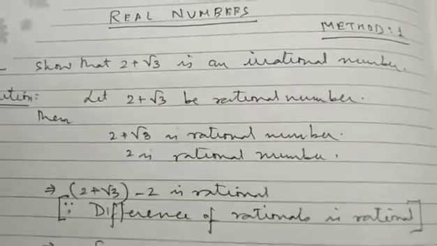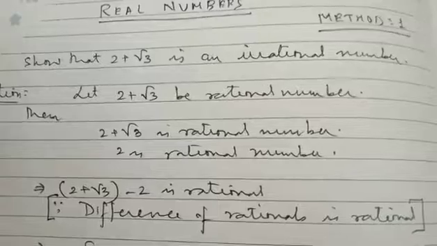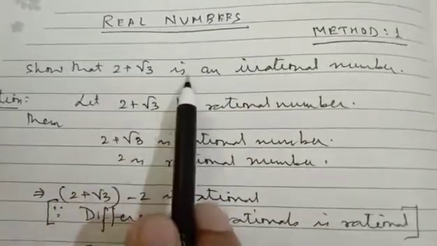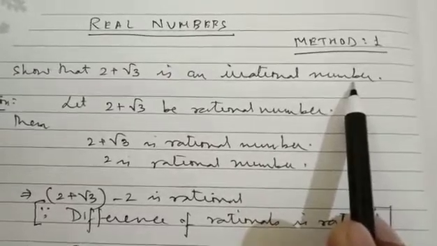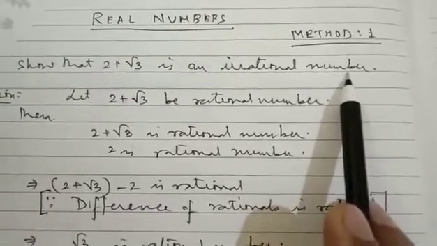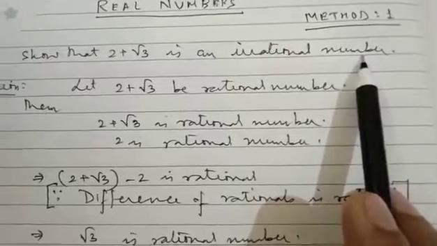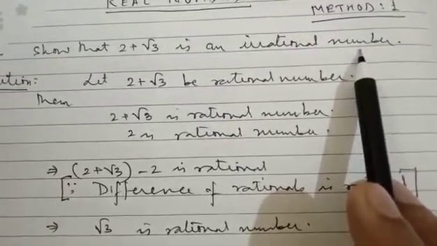Today, in this video, I will explain some questions. So the first question is, show that 2 plus root 3 is an irrational number. I am going to take up two different methods to solve the question. Both the methods are correct. You can use any one of the methods for solving this question.